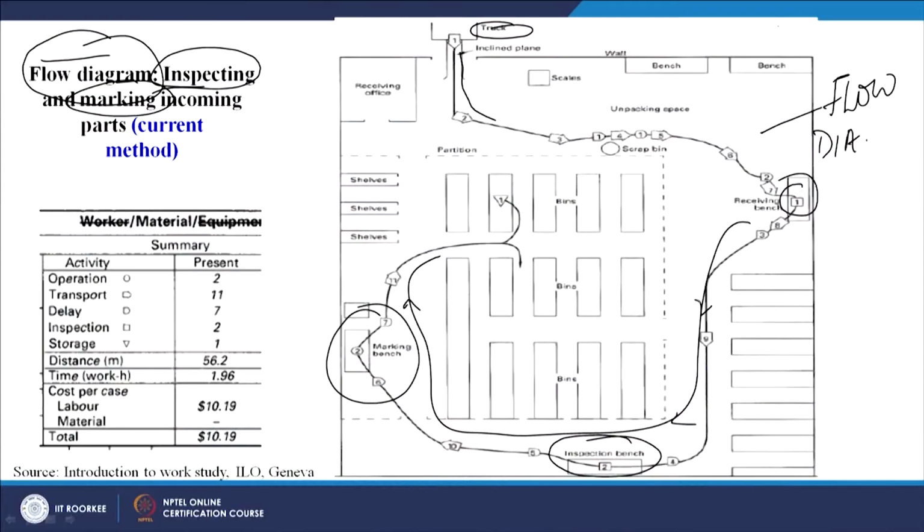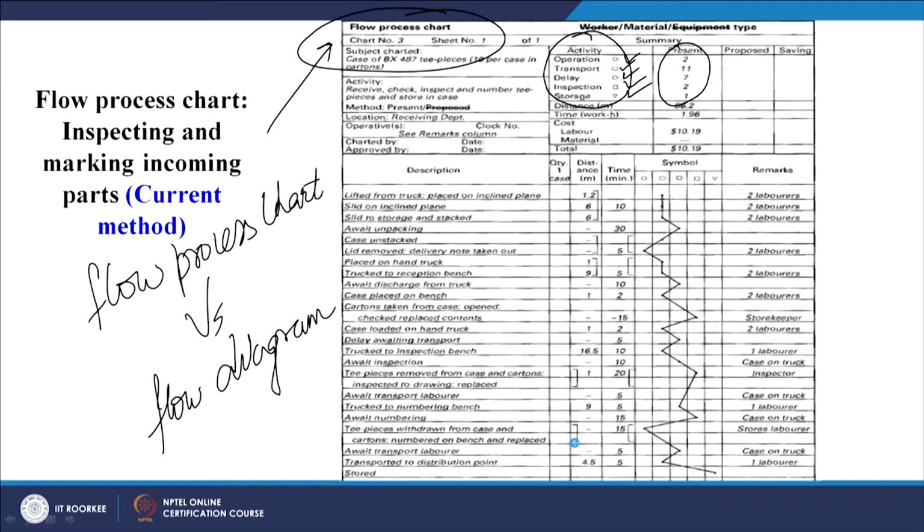The depiction will be slightly different. Here we are depicting the same operations which are happening, but in a flow diagram we are also seeing the direction of movement. If there is backtracking, we will be able to see that too, but it is not possible to observe those things in a flow process chart.